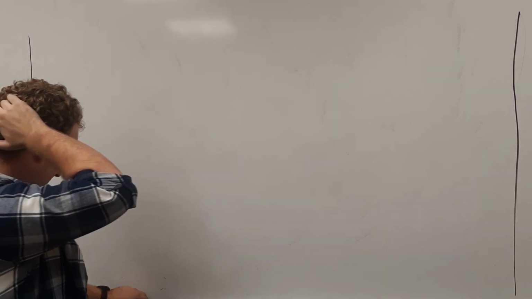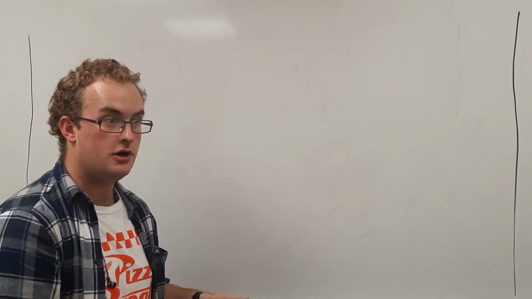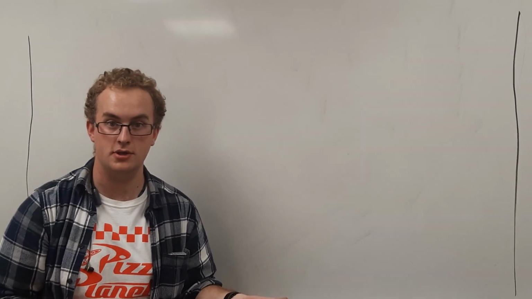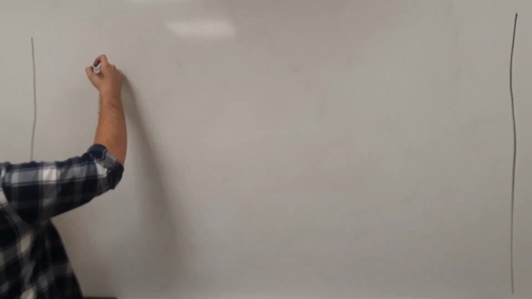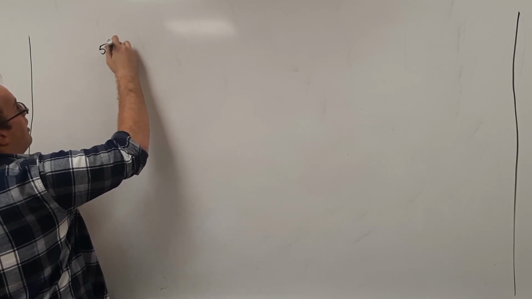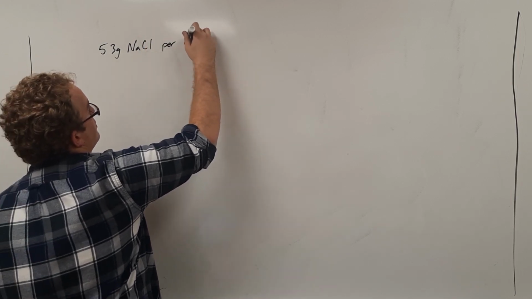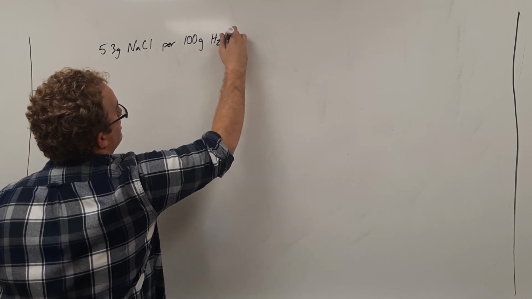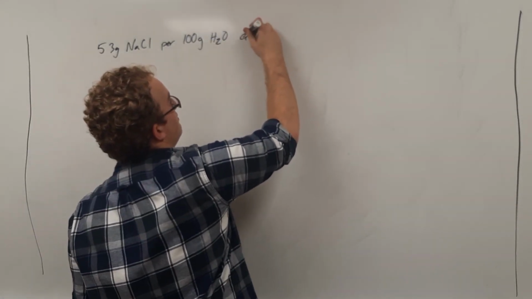Okay, now we are moving on to solubility calculations for saturated solutions. The solubility of a certain substance is a measure of how much of a solute you can dissolve in a certain solvent at a certain temperature. So let's say the solubility of salt at 25 degrees Celsius is 53 grams of NaCl, this is table salt, per 100 grams of water. This means for every 100 grams of water, we could dissolve 53 grams of salt in it at 25 degrees Celsius.